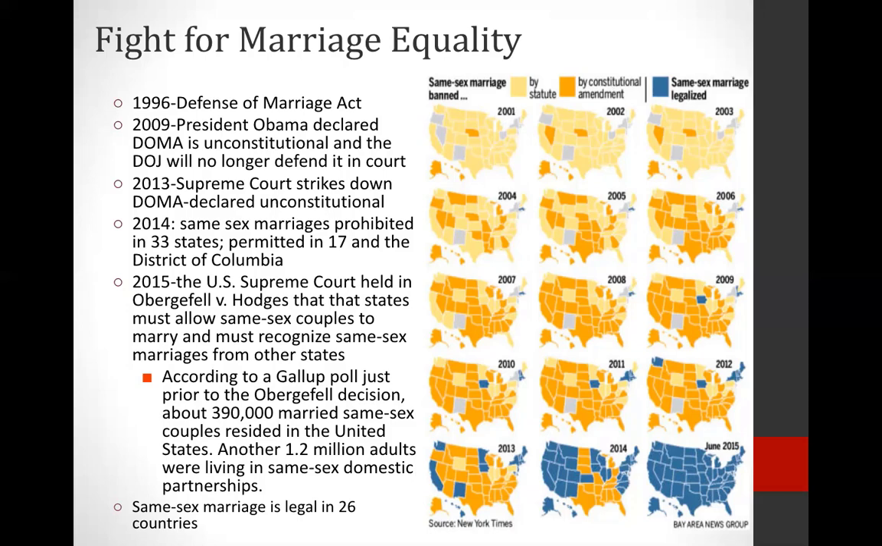Because in 2013, the Supreme Court struck down DOMA. They said it was unconstitutional. And so as we set the stage for the 2015 Obergefell v. Hodges decision, which basically said states had to allow same-sex couples to marry and must recognize same-sex marriages from other states, you can see that we had an amalgamation of states doing different things. It was prohibited in 33 states. It was permitted in 17 states and the District of Columbia.